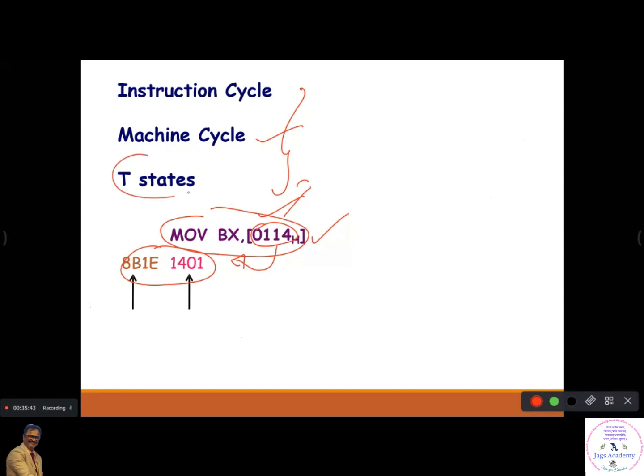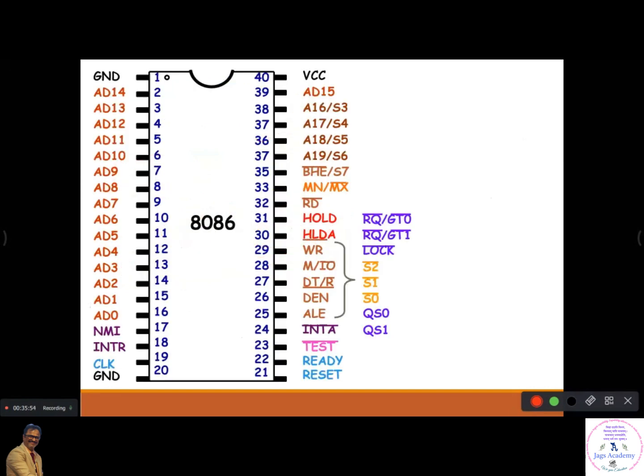What are T states? T states are nothing but a clock signal. It's the frequency of the clock. You all know that. I think I forgot to tell you, this microprocessor has to be connected to a clock. The clock signal is very important. This is a digital system, and this digital system requires a clock. So every instruction will be executed based on the clock speed.